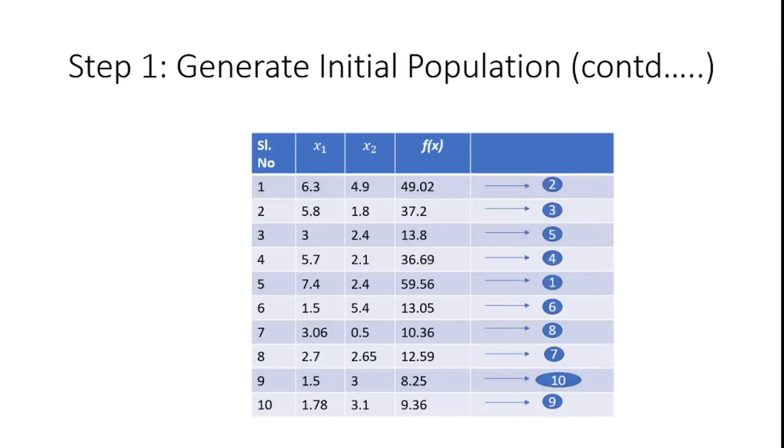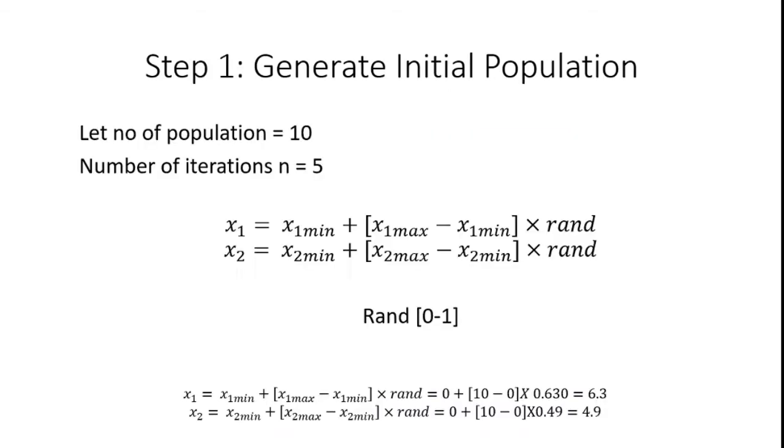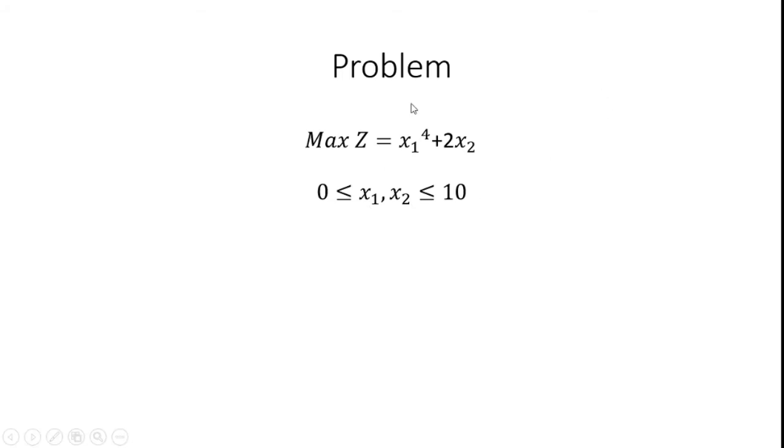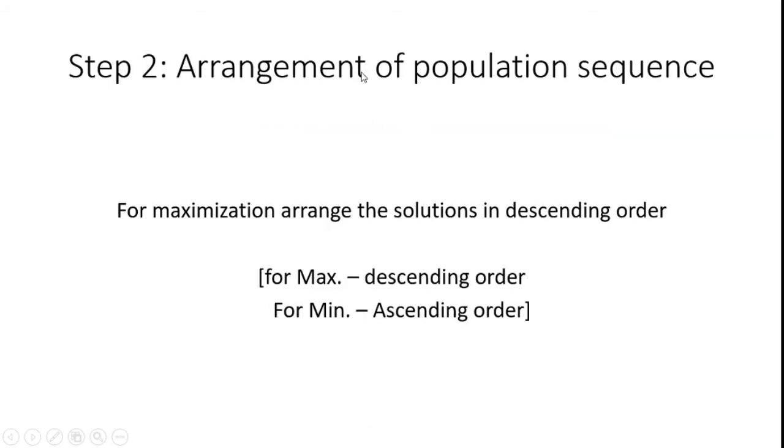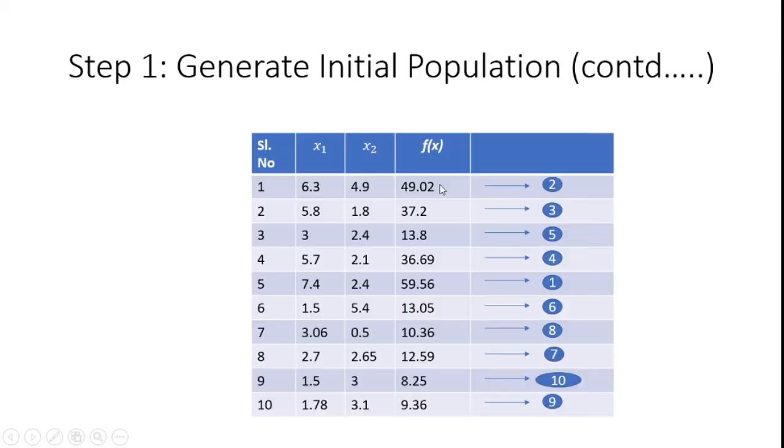What is sequencing? Here you see populations 1 to 10 are available. The initial population gives the f of x value 49.02, next 37.2, 13.8. Likewise, the f of x values vary. Here I arrange the values in ascending or descending order. Since this is a maximization problem, I follow the descending order. So I rearrange them, but before that, I give each population a rank. Okay, here 59.56 is the biggest number that I get from my populations.